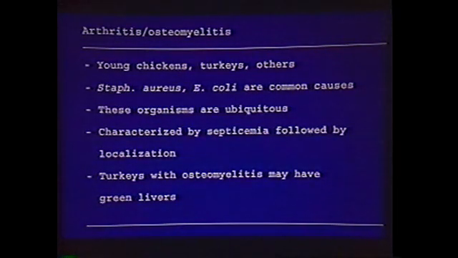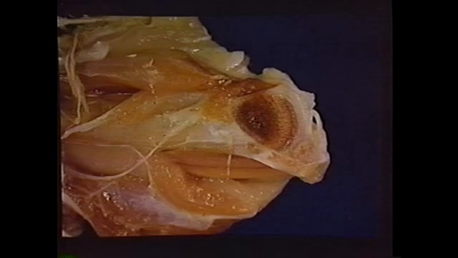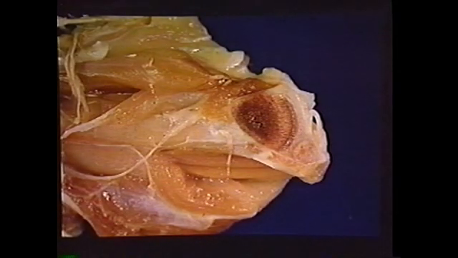Arthritis and osteomyelitis in young poultry is commonly due to Staphylococcus aureus infection and E. coli. There is usually septicemia and then localization in the joints and bones. It is a young bird, okay? As you can see, at the growth plate, it is a zone of ossification.